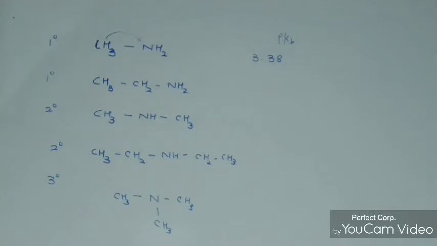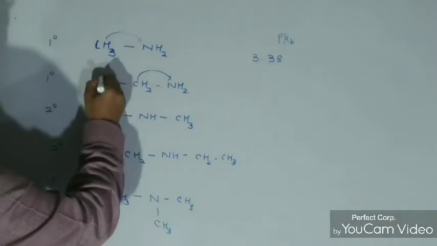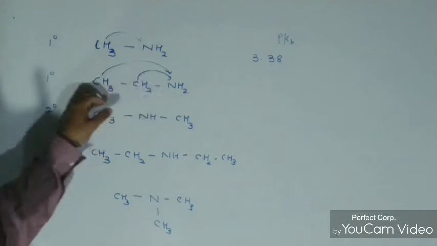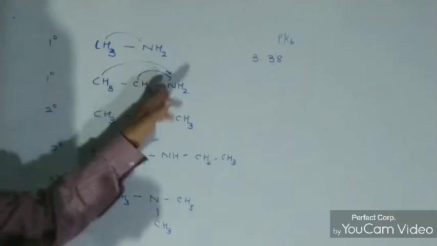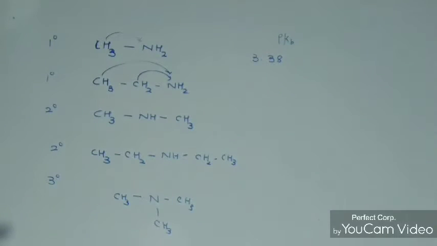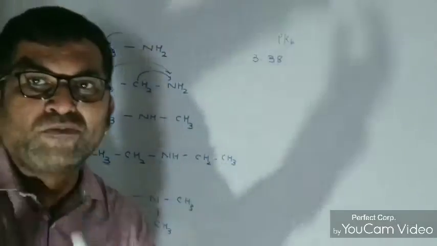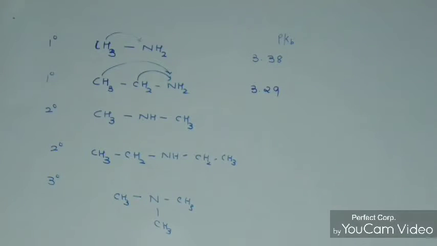It is logical. Now here, two groups are there. This carbon will donate electrons, and this carbon is also going to donate electrons. Both carbons are going to donate electrons, but the distance is different. It is a little farther from here, so not that much will go. Still, it donates two electrons, so the electron density on nitrogen will increase a lot, and as the tendency for basicity increases, the pKb value decreases. So here 3.29 is the value for ethanamine.